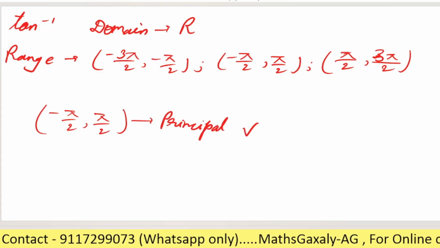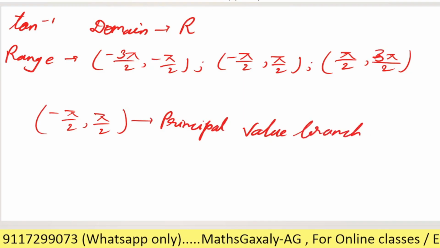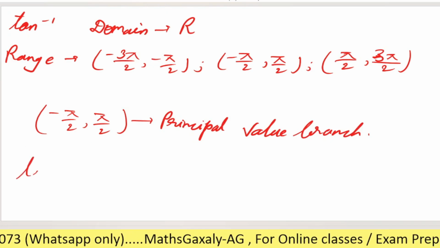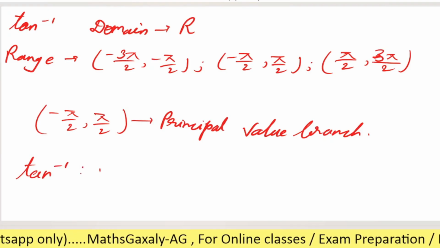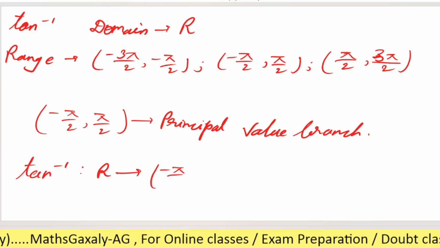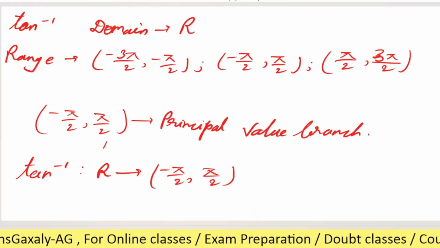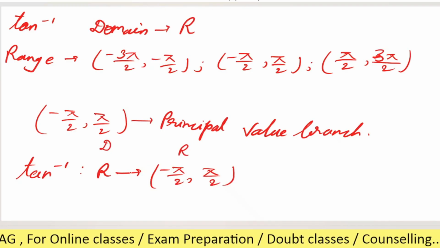Principal value branch of the tan inverse function. Thus we can say that tan inverse will be such that R to minus pi by 2 to pi by 2. This R is the domain and this is the range. Is it clear now?